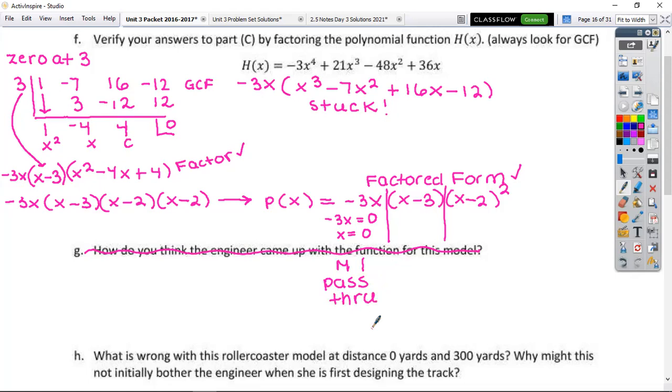My next 0 would occur at x equals 3. This also has a multiplicity of 1. So when we go to check our graph, it should also pass through right there. So we're just verifying our answers. And then my last one, I have x equals 2. This has multiplicity of 2, which means what should the roller coaster do at 2 seconds? Pass through or be tangent? Tangent.